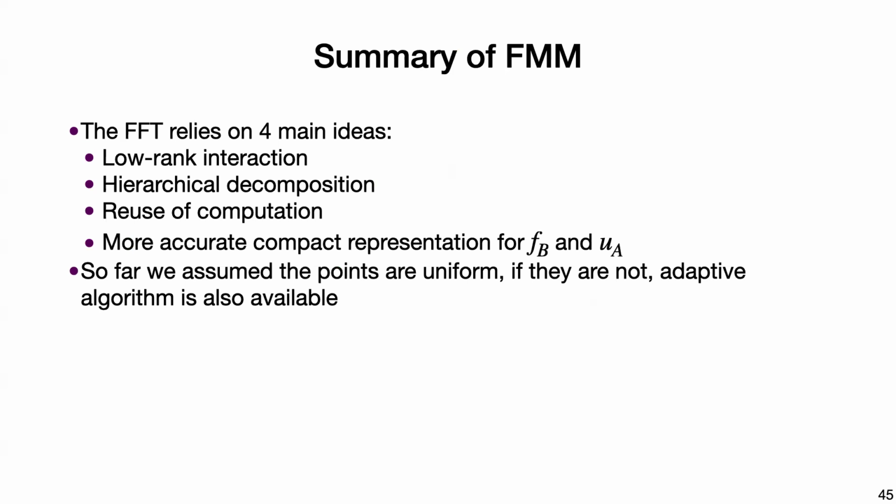Requires 4 main ideas. One is low rank interaction. One is hierarchical decomposition, reusing the computation, which is the smart use of the children computation or parent computation. And then a more accurate compact representation by expanding the terms. And so far, for ease of use, we assumed that all the points are uniform, but like you said, sometimes they can all combine into the center. If they're not, there are also adaptive algorithms available.